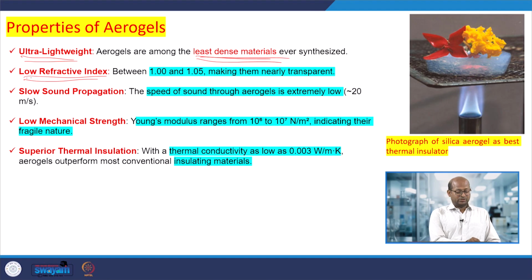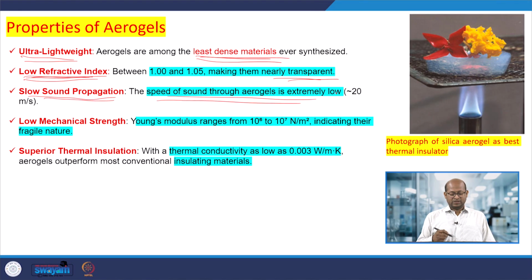insulating materials also. Since the material has a low refractive index, it can also be used for its transparent property. And slow sound propagation means the speed of sound through this aerogel is extremely low. So where soundproof material is required, we can use these materials for soundproofing or system development.